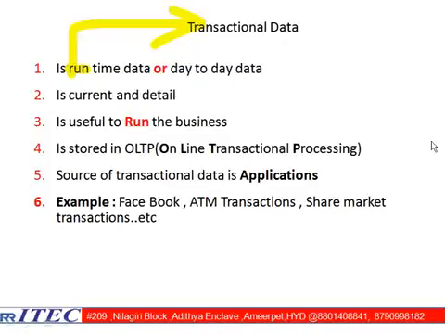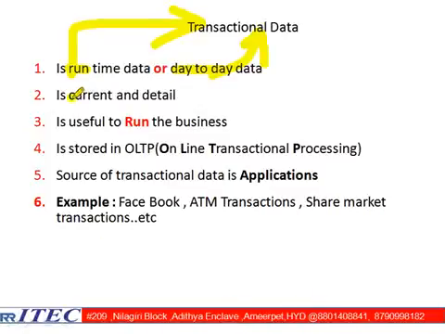Next point. Here we are also saying day-to-day data. What do you mean by day-to-day data? Suppose Monday I accumulate some data, Tuesday I accumulate some data, Wednesday I accumulate some data. Every day it is a continuous process to get the data, right, sir? It's a continuous process. That is what is called day-to-day data.